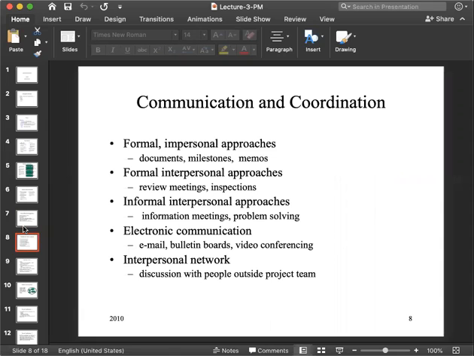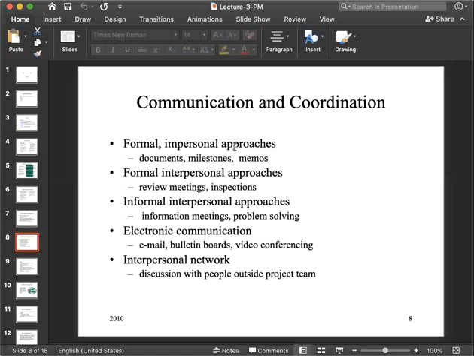Okay, then communication and coordination: how we are going to communicate and coordinate with the customer, with the team members, with the team leaders. So in a communication situation, there are actually five situations we can follow. The first one you can see here is a formal or impersonal approach. Formal or impersonal approach means you cannot contact a person one to one.